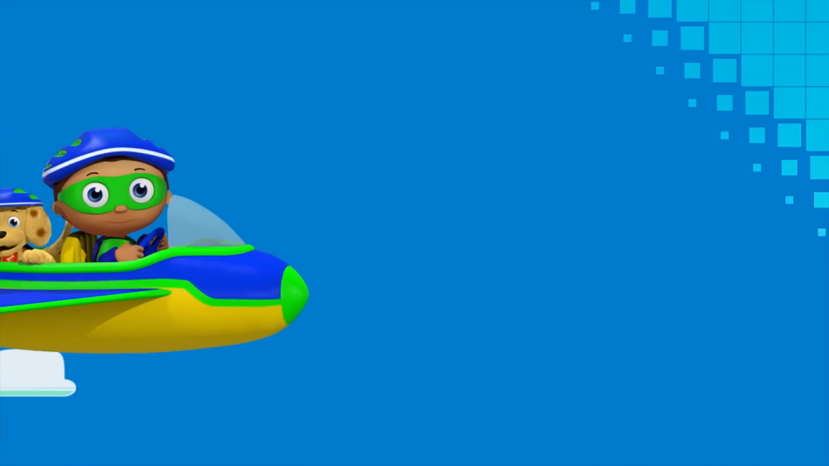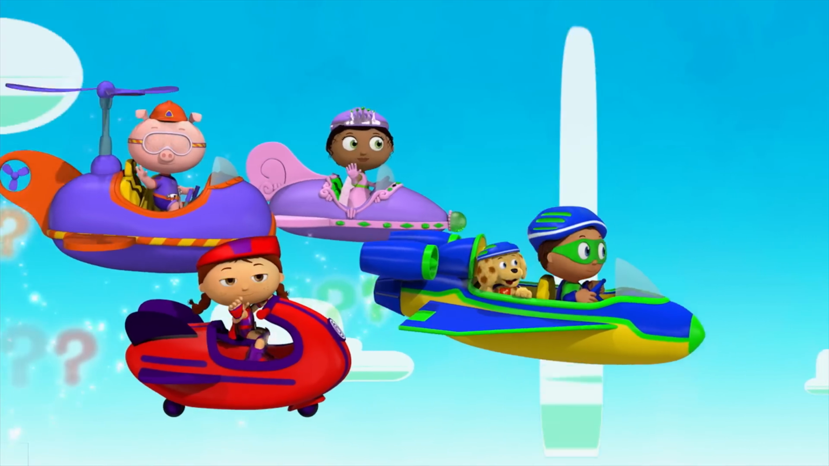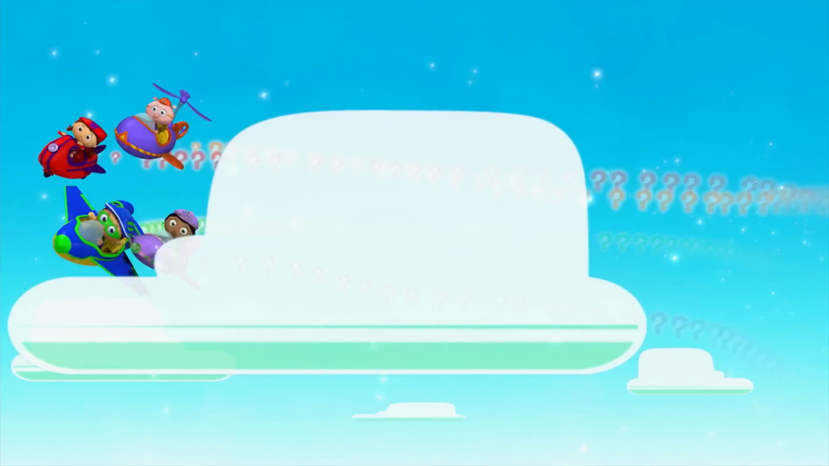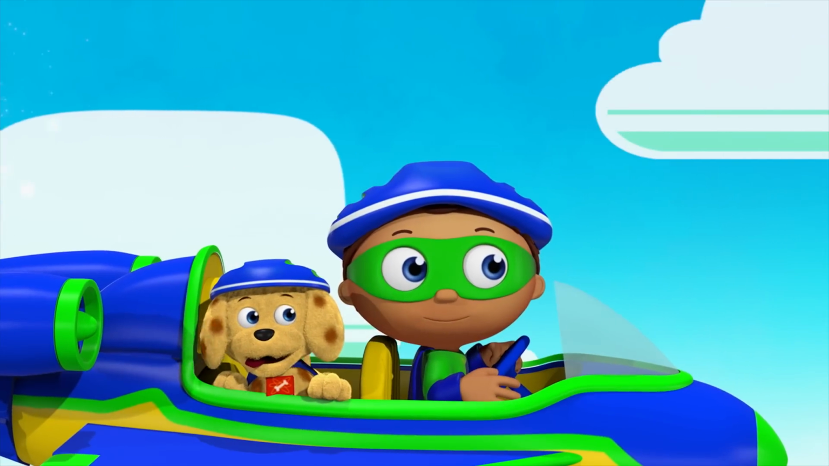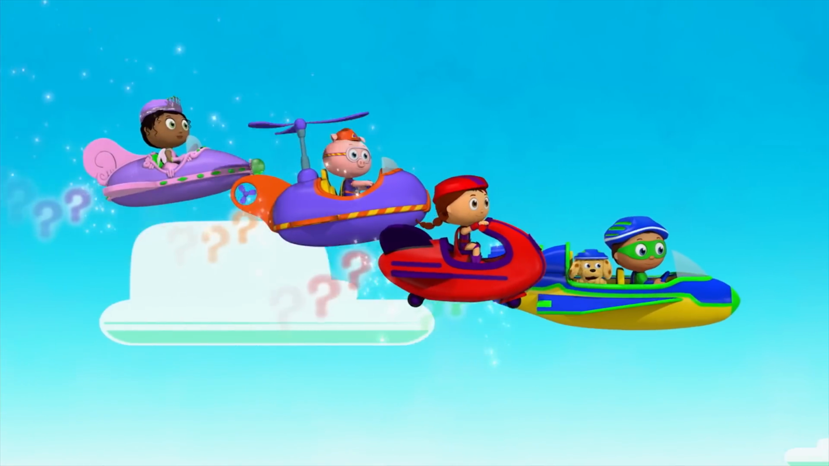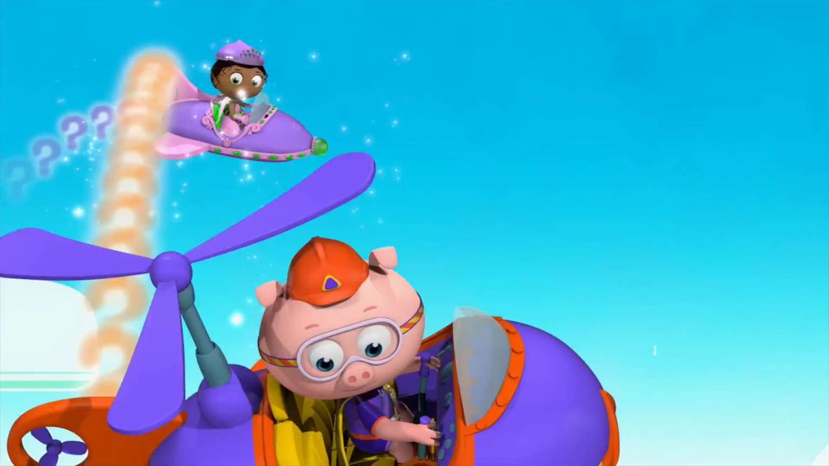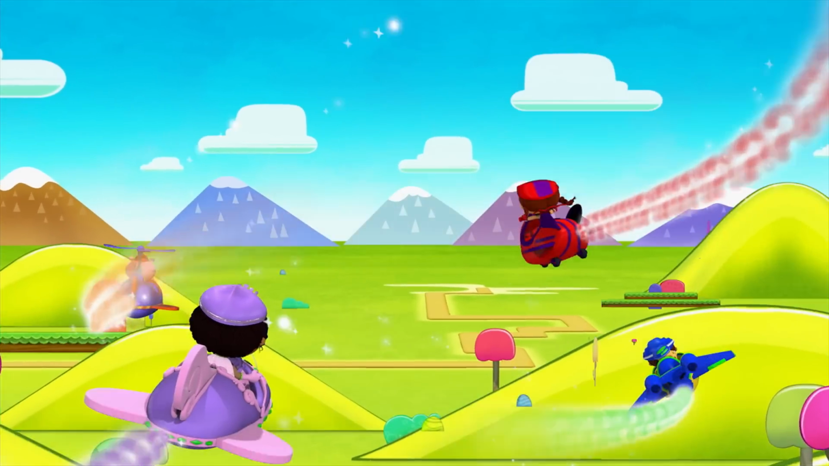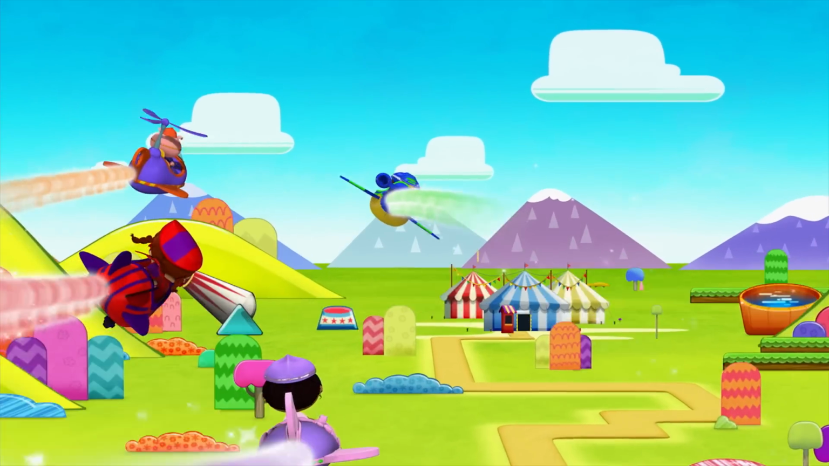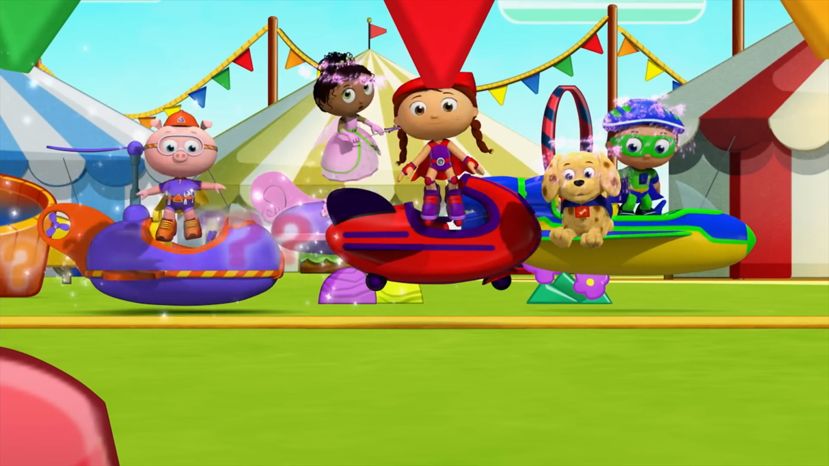Readers to the rescue! It's time to fly with the super readers, 'cause we've got a problem to solve. Super readers working together with powers to read. Different books will fly to find the super story answer in Super Why. Super readers to the rescue! Presto!